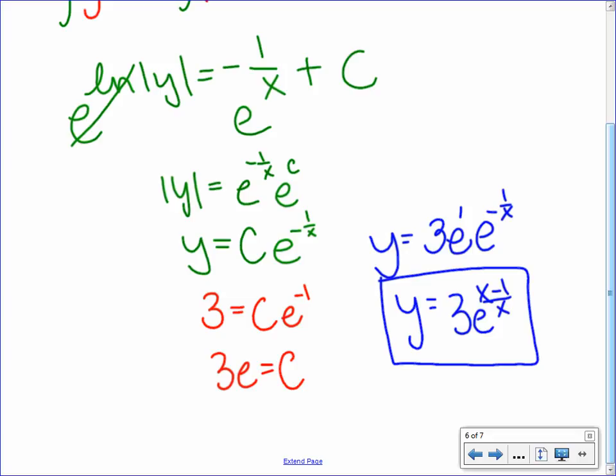These differential equations are easy when you don't have to divide y over. If you get to multiply y over to the other side, it makes it a little nicer. But when you have to divide y over, especially with the singular y or the linear y, then you're dealing with the natural log and it takes a little bit more work.